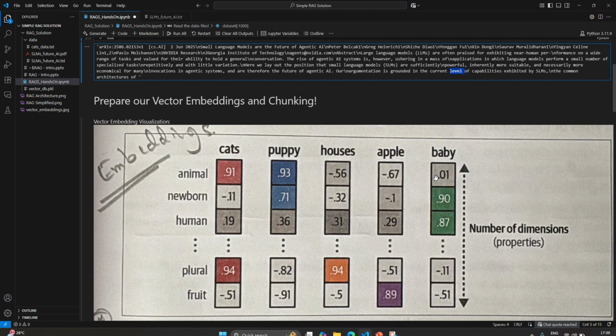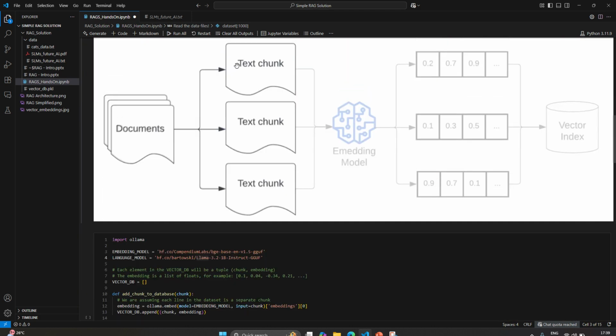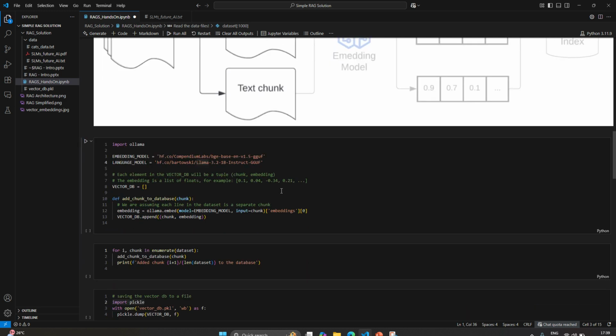Now talking about the text chunk: we had a document with 58,204 sentences. We are going to break it down and consider each sentence as one text chunk, which we are going to store in our vector index using an embedding model. The embedding model and the language model that we are using are both from Llama. You can find more details about these.